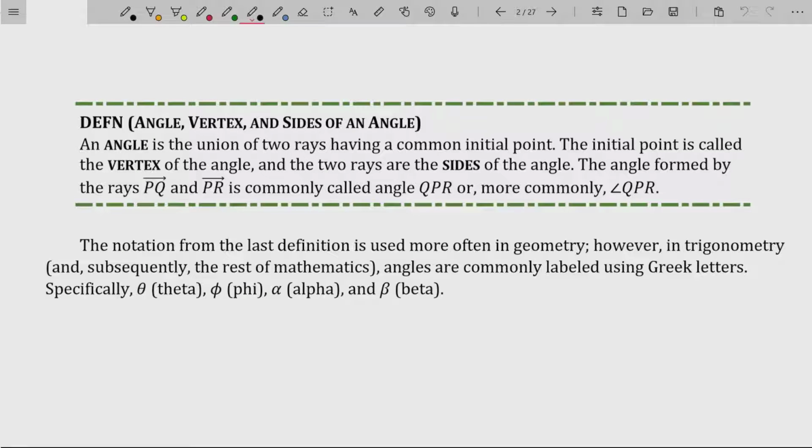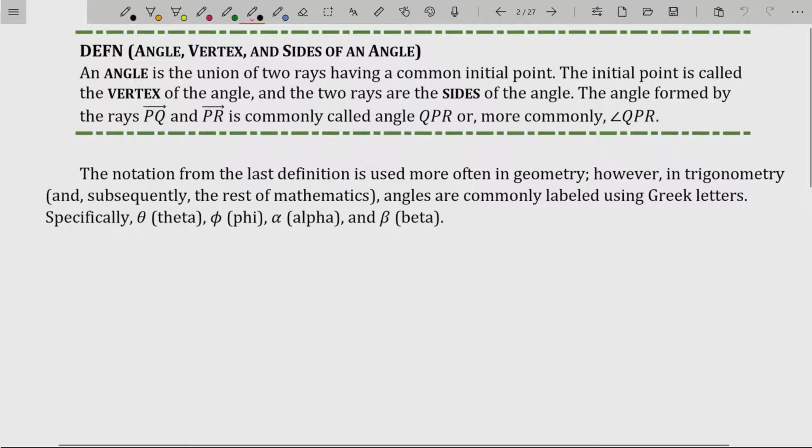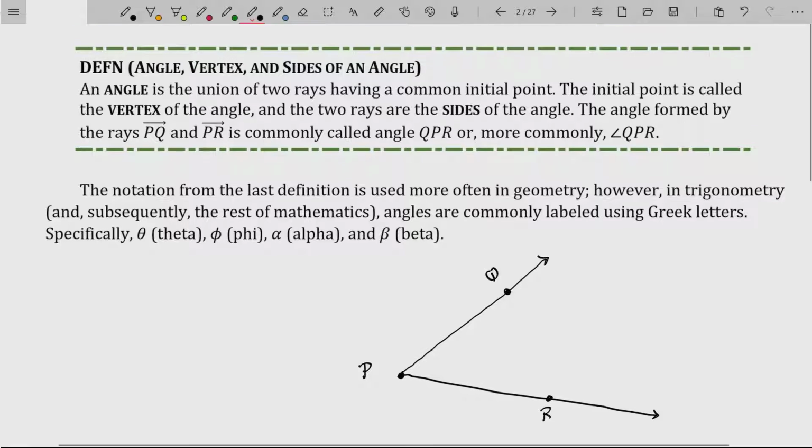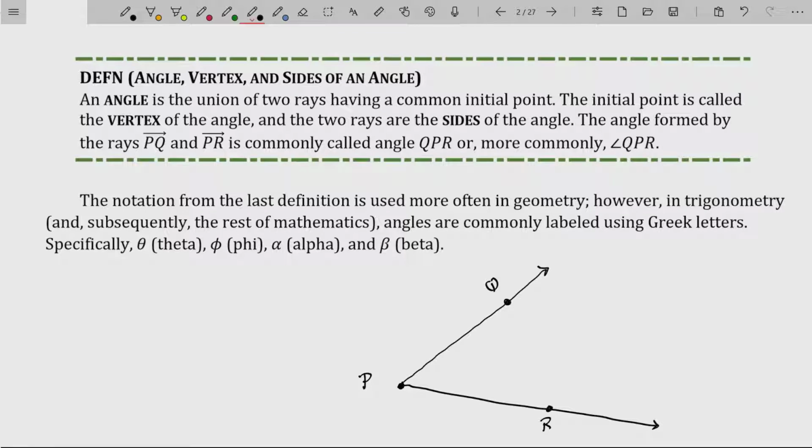An angle is the union of two rays having a common initial point. Before I go further, let me just showcase that. Here's a common initial point, P, right there. And I have two rays emanating out from that. One might go through the point Q, and one might go through the point R, for an example. All right. So that angle, or that measure between them, we would call an angle.